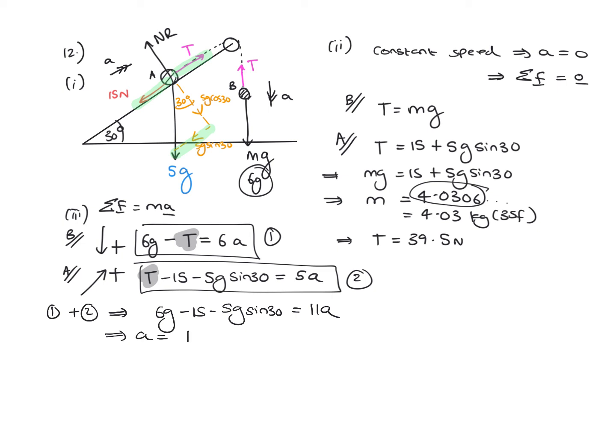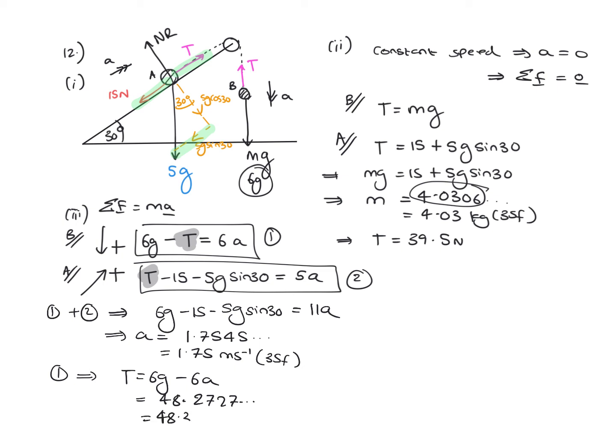So the acceleration equals 1.7545..., or 1.75 meters per second squared to 3 SF, and then substituting into either equation, if I use equation 1, tension equals 6g minus 6a, and make sure you use the full accuracy of your answer. The tension then works out to be 48.2727..., or simply 48.3 newtons to 3 SF.